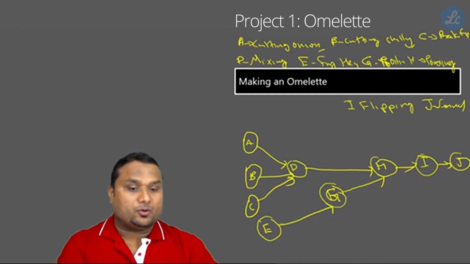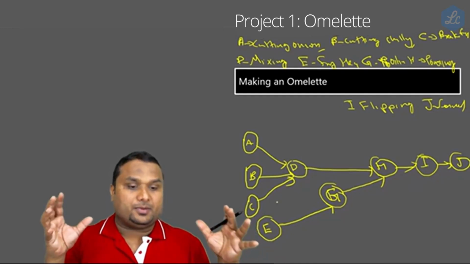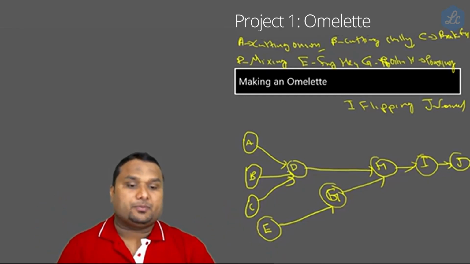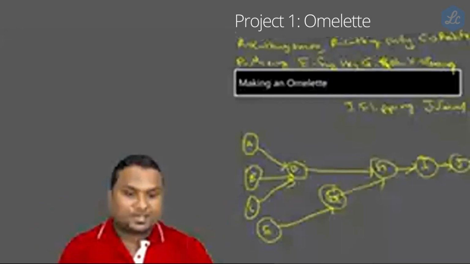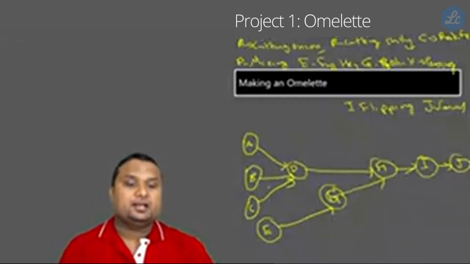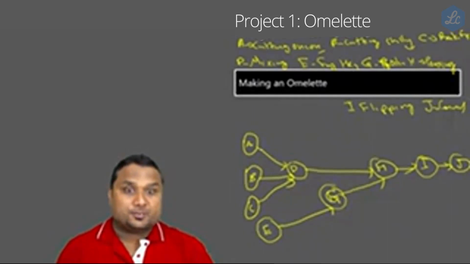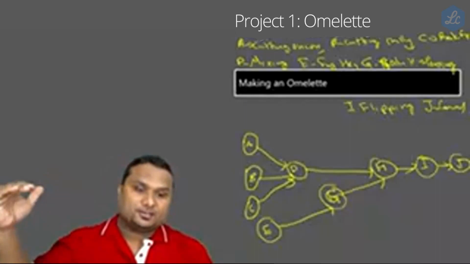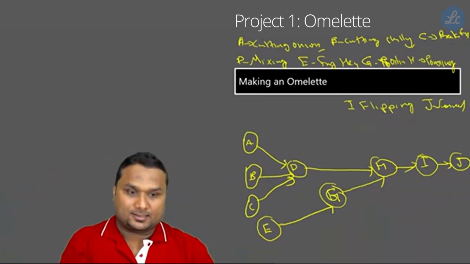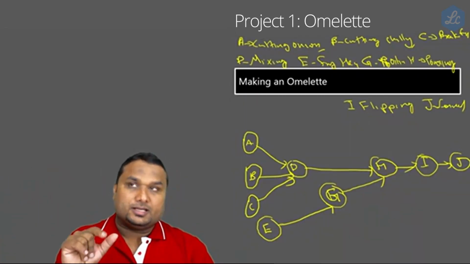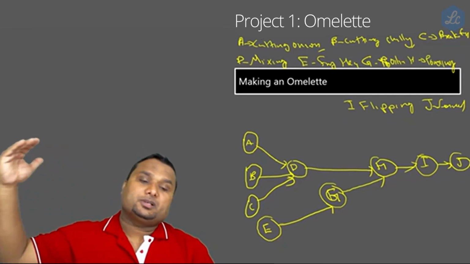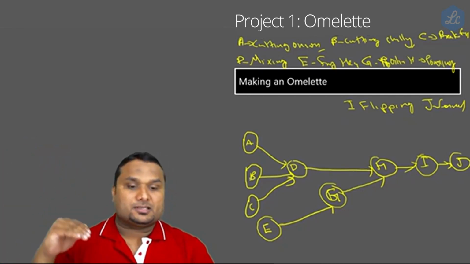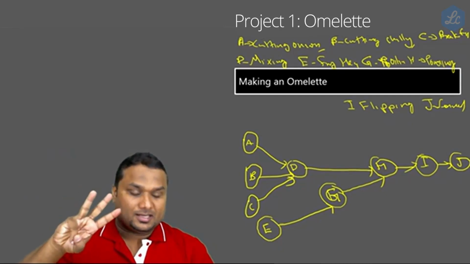A, B, C, K, or E, any of these can be done in the first step, but D can be done only after doing A. D can be done only after doing B. D can be done only after doing C. So A is called the predecessor. That means just before. Your predecessor was your father, and your successor is your son. Think about it that way. So D's predecessor, that means just before D, is A. D's predecessor is B. D's predecessor is C. So D has three predecessors. How many predecessors? Three predecessors.